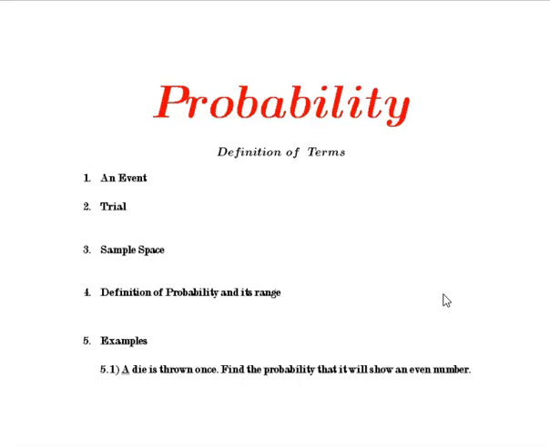Then we equally have a trial. Any situation that is performed or carried out and has a number of events is called a trial. Any situation that is performed, for example, tossing a coin, throwing a die, that is a trial.